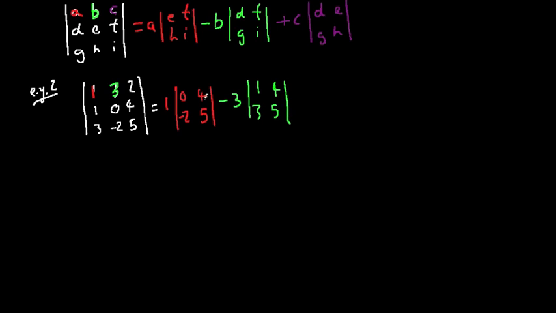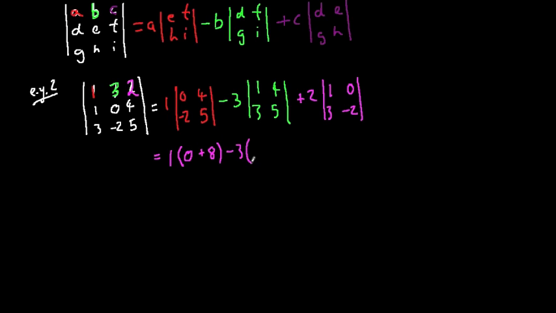Finally, the third element in the top row is 2. Do the same thing again. We have 2, scrub out a column, and I'm interested in that submatrix: 1, 0, 3, and minus 2. That's plus 2 multiplied by the determinant of 1, 0, 3, and minus 2. And the determinant of this matrix here: 0 times 5 is 0, minus 2 times 4, so that's plus 8.